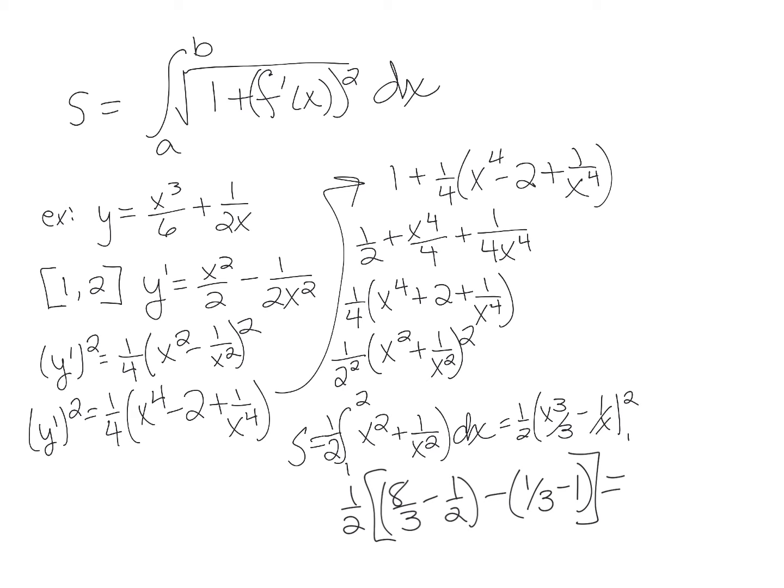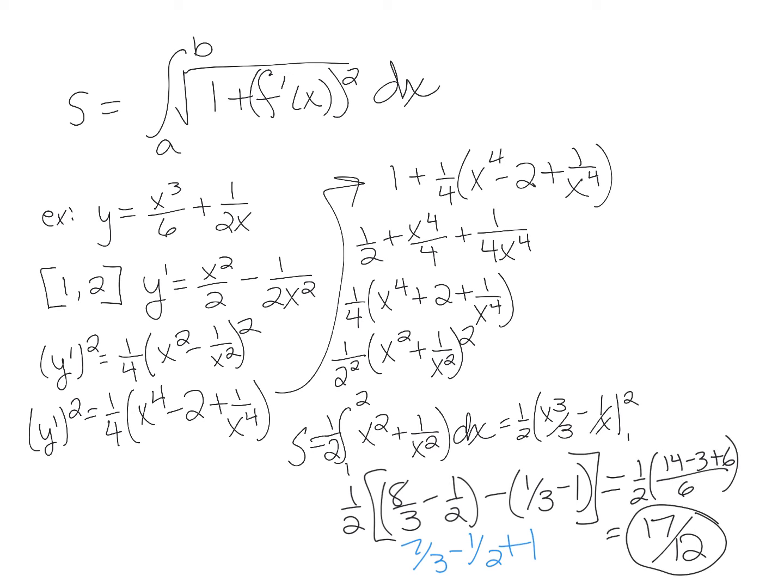and I'm going to end up with 8/3 minus 1/3 minus a half plus 1. So we're going to end up with 14 minus 3 plus 6, all over the common denominator. On the top, we're going to get 17. On the bottom, we get 12, and that's the arc length.